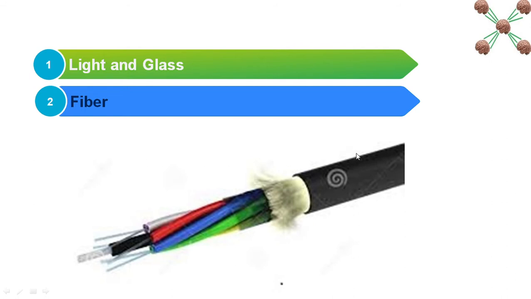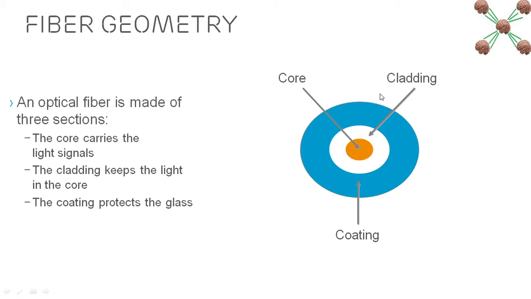So let's go inside and see deeper in the fiber. This is the geometry of the fiber that was coming out of that cable. This fiber typically has 3 parts or sections. The part in the center is called the core. All the light traveling through the optical fiber passes through the core of the cable.